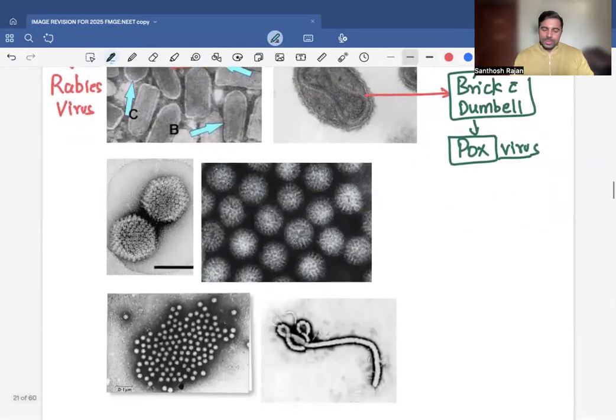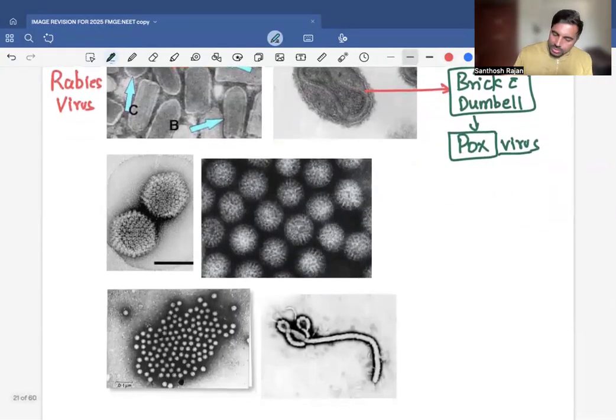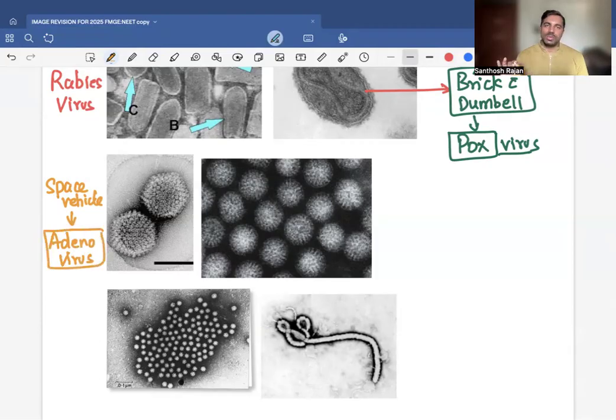Now next, you see here. This is a space vehicle. I always say, remember who is a rich singer? Adnan Sami. So adenovirus. Adnan Sami is a rich guy, so he's owning a space vehicle. Remember like that. Adnan Sami, the singer, he's rich. He has a space vehicle, his own space vehicle.